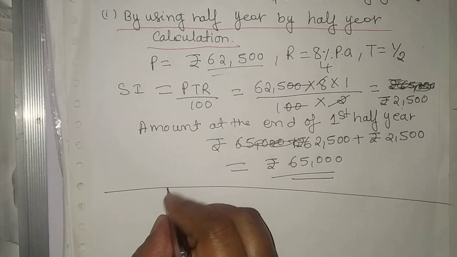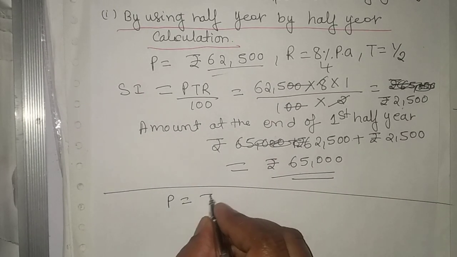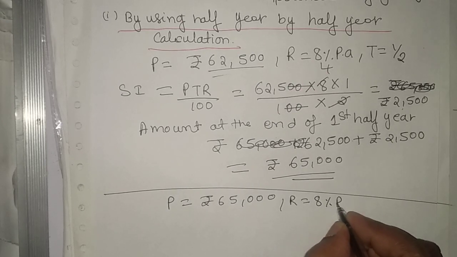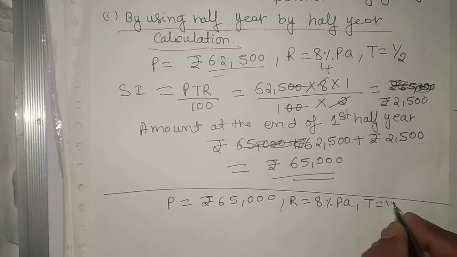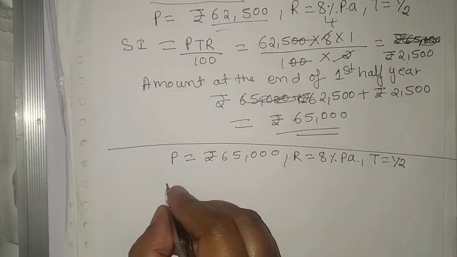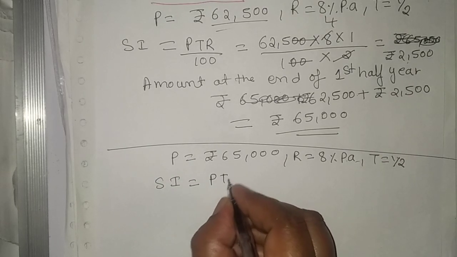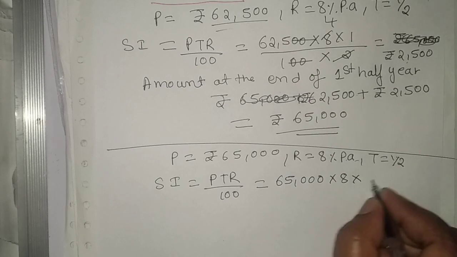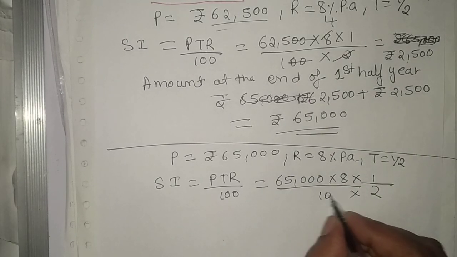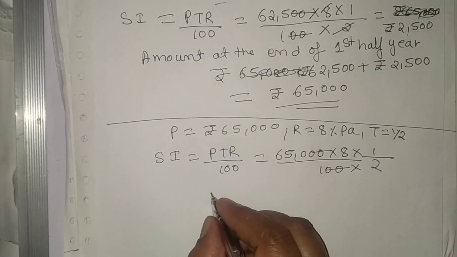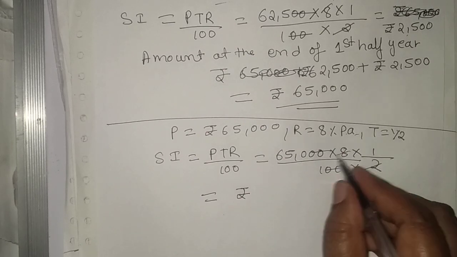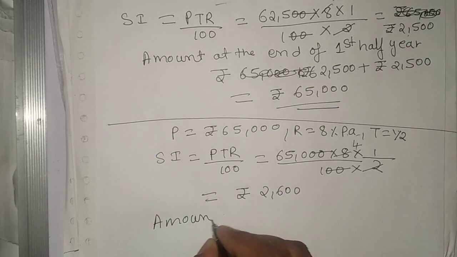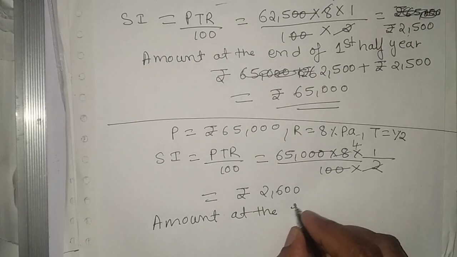After this, we'll take SI on this. Again principal will be rupees 65,000. Rate of interest will be 8% per annum. Time will be half year again. So substitute the values: SI = PTR by 100 = 65,000 into 8 into 1 by 2 into 100. After simplifying, we get 2,600. Next is the amount at the end of the second half year.